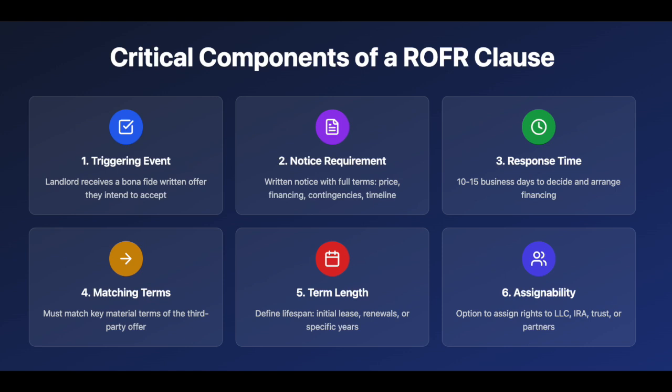And how long does this last? Is it just for the first year of the lease, or? Good question. That's the fifth point. The term of the ROFR.